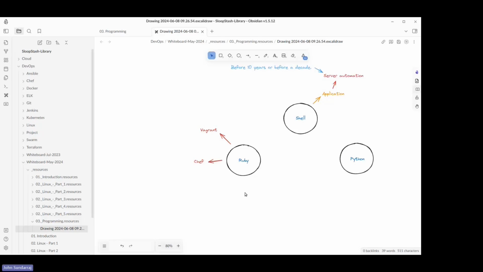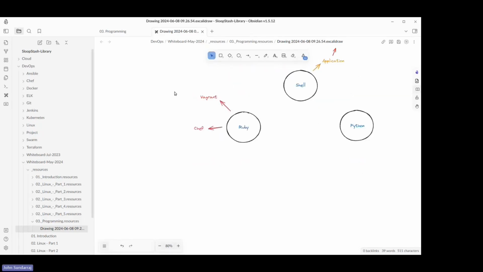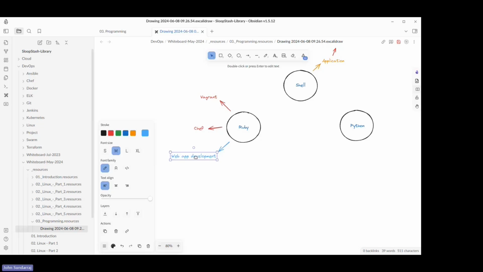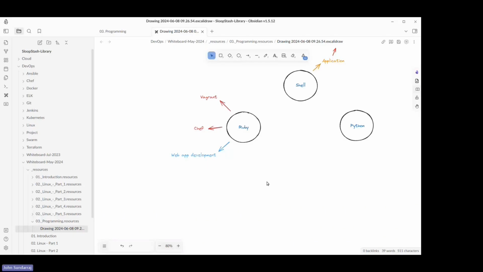And most of the time, Ruby is also used in web application development, that is, developing software products, web-based or browser software. For web applications you can use Ruby. There is a very famous framework in Ruby called Rails. So that is the story of Ruby.